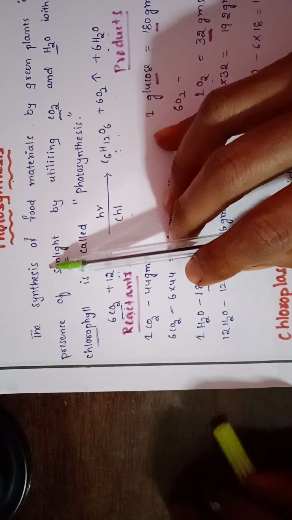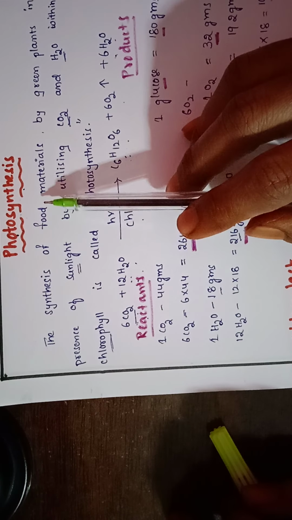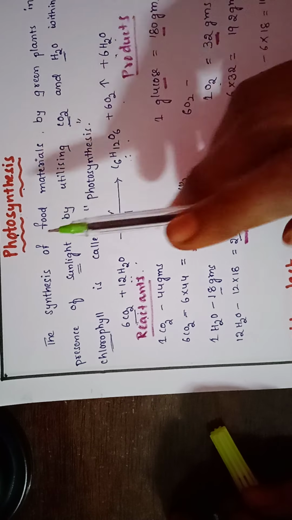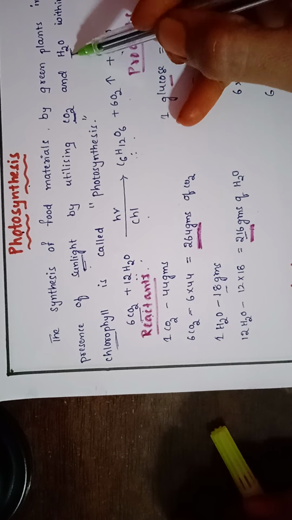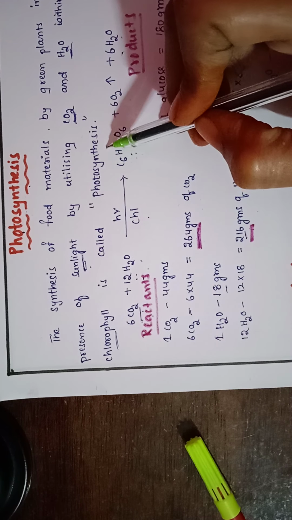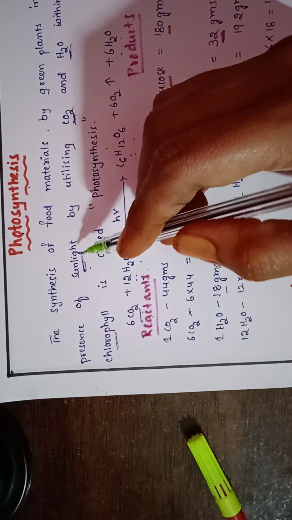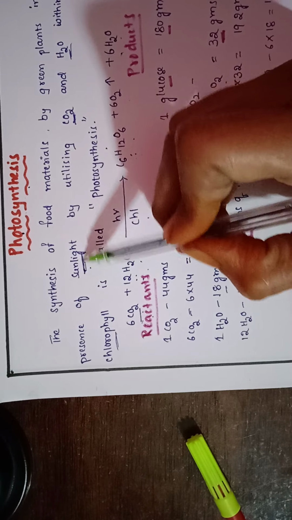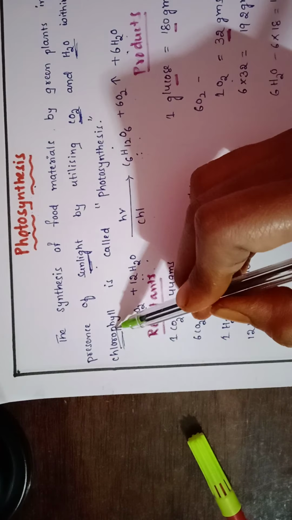So if you see the definition of photosynthesis, the synthesis of food materials by green plants in the presence of sunlight by utilizing carbon dioxide and water within the chlorophyll is called photosynthesis. So in this definition we can know what is useful for the photosynthetic process. Light is essential, then carbon dioxide, water and chlorophyll, all are essential for the photosynthetic process.